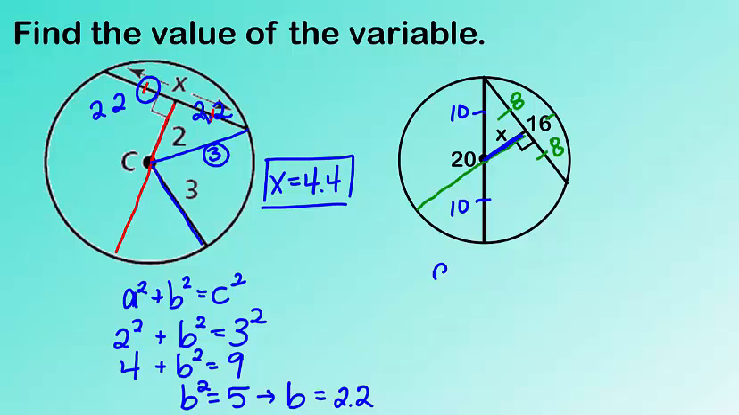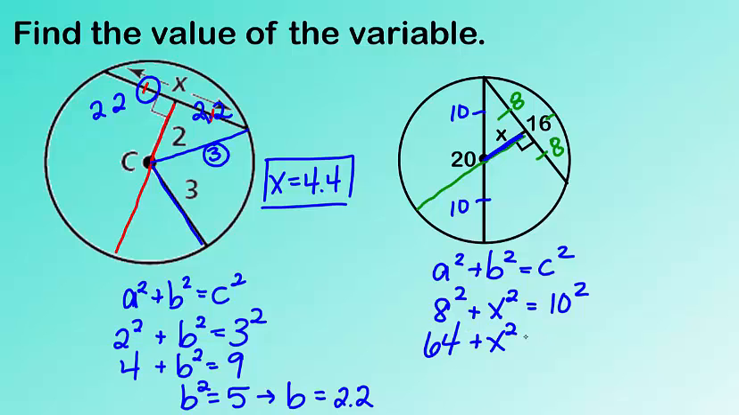So I'm going to use the Pythagorean theorem once again. And I'll do 8 squared plus x squared equals 10 squared. 64 plus x squared is equal to 100. X squared is equal to 36, so x is equal to 6.